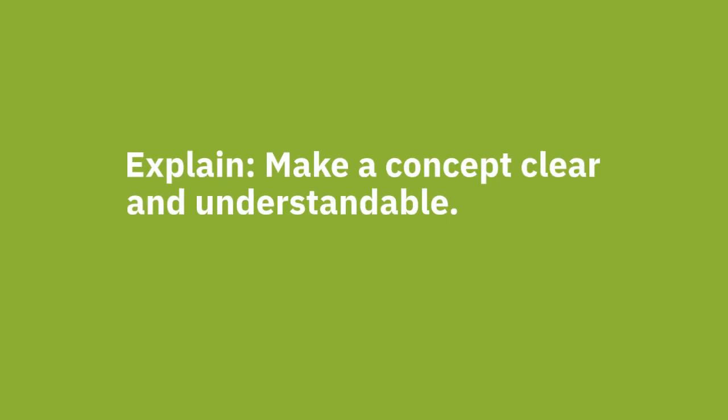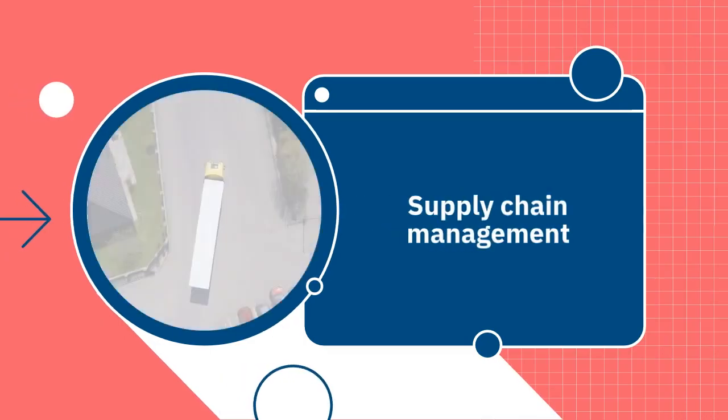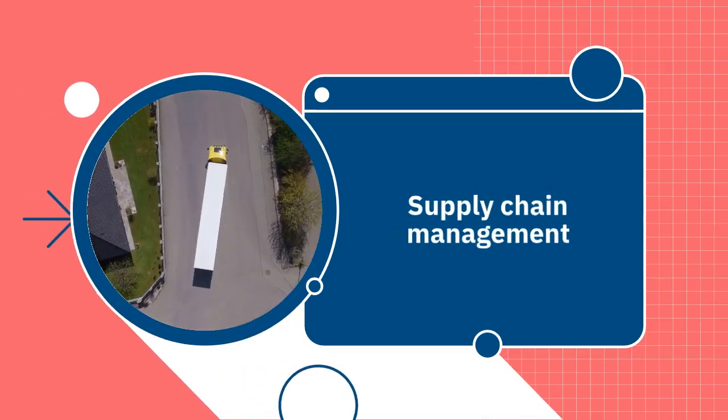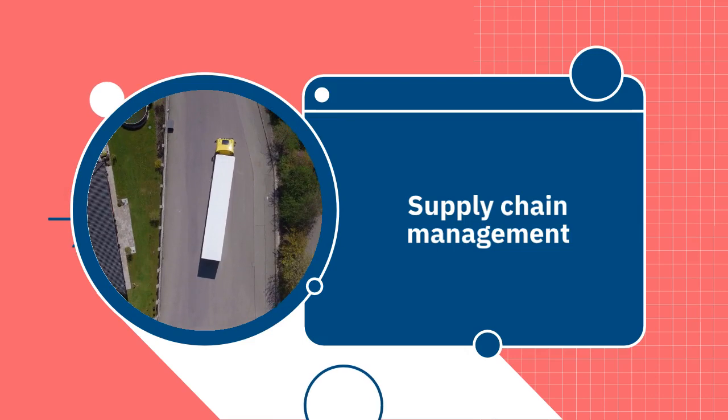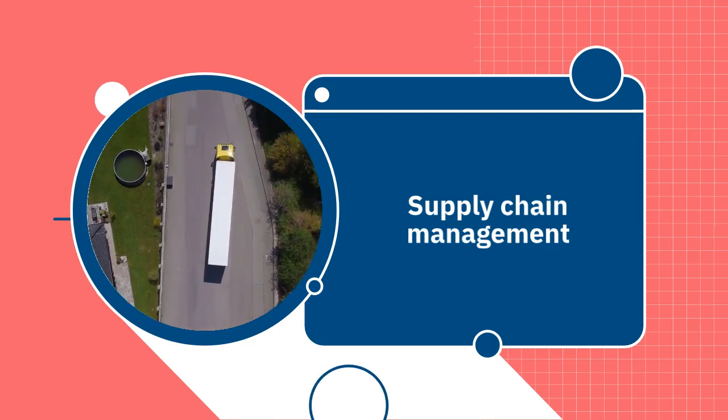Explain. Here, you need to make a concept clear and understandable. For example, if asked to explain supply chain management, you would describe how it involves overseeing the flow of goods from production to consumption to ensure efficiency.